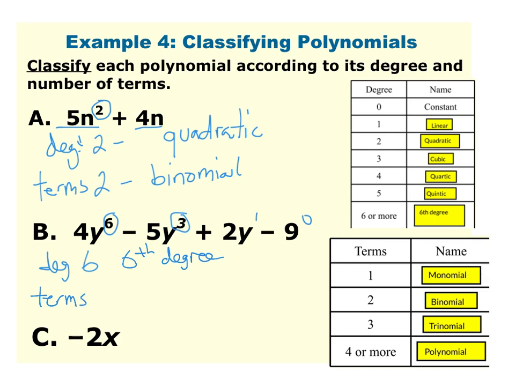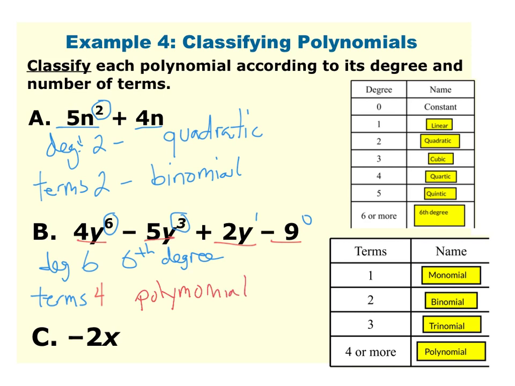Here we go. I'll do this in red. There's 1, 2, 3, 4 terms. So then come over here and find 4 terms on our chart. 4 or more is just called a polynomial, nothing else. So you would just write 6th degree polynomial.